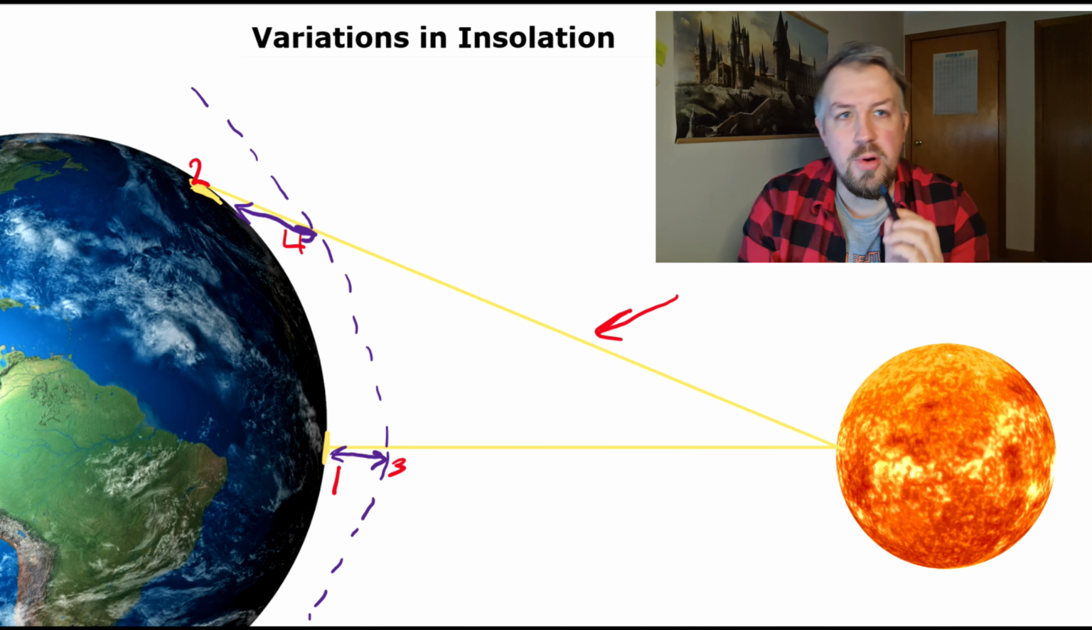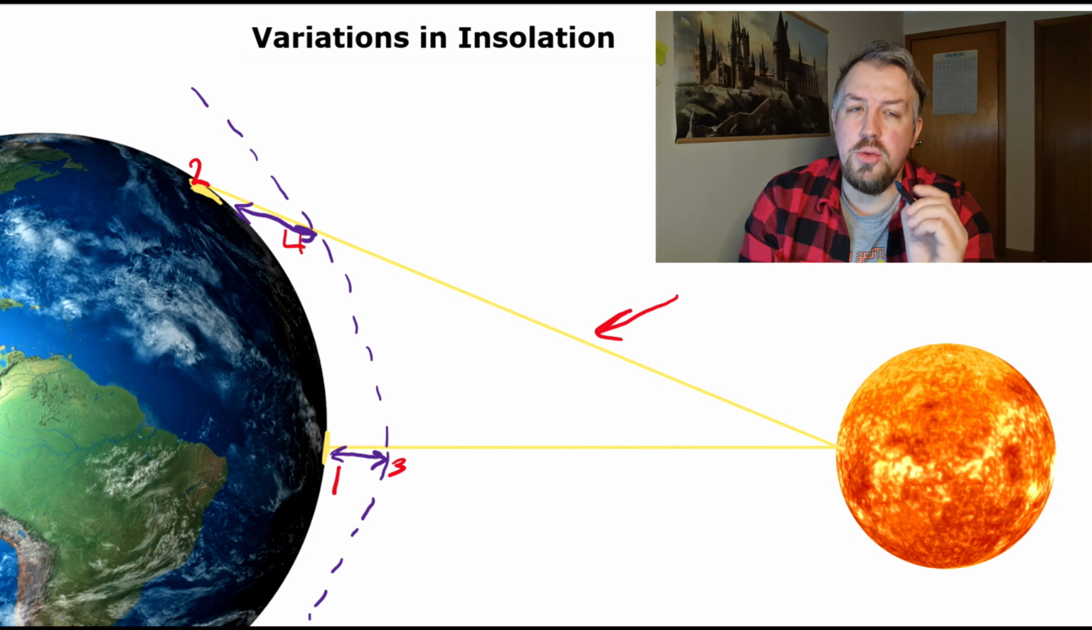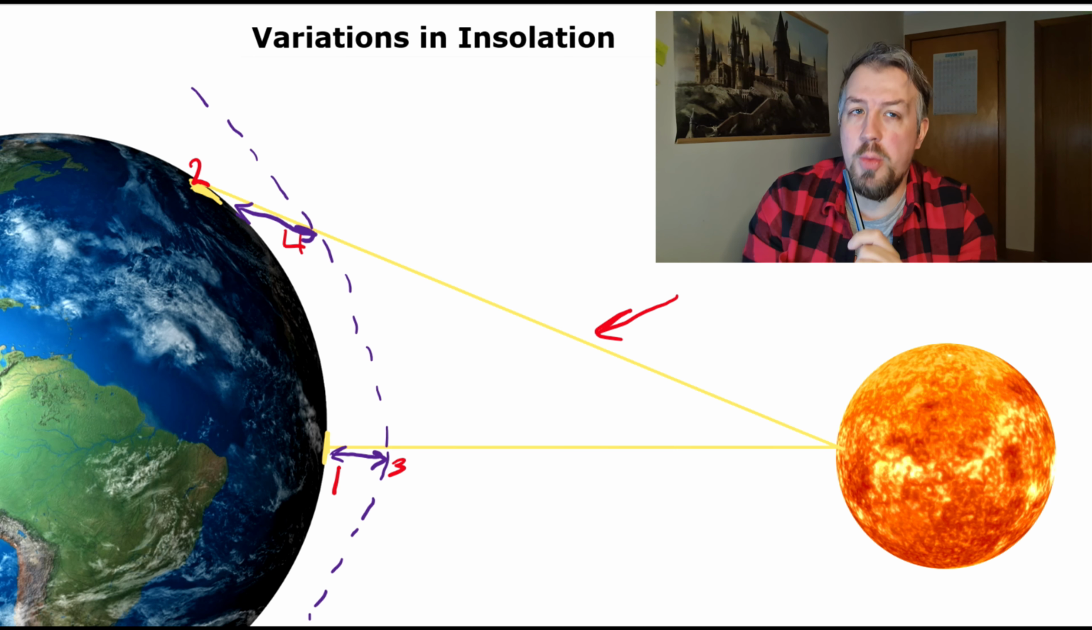So this is number 4, and number 4 is something we've talked vaguely about before, and that's something called albedo. Now albedo is taken from the word albino, and has to do with white, and with the colour of an object. Now things that are white reflect more, and things that are dark absorb more.